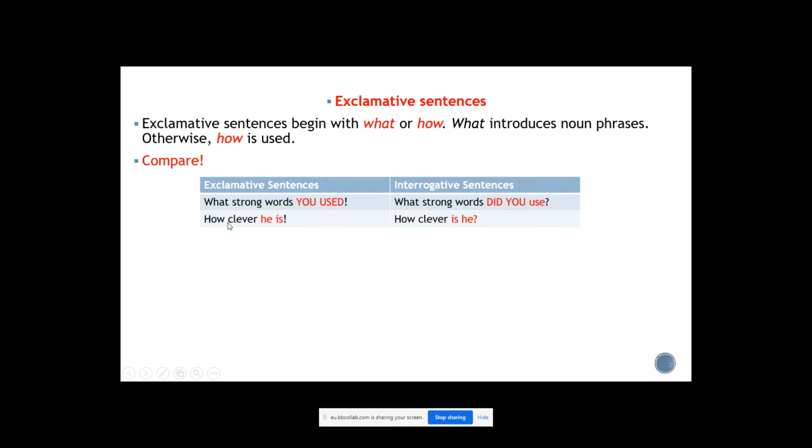Look at here, for example, how clever he is. يا له من ذكي ما أذكاه. Okay, so here we have the same word order as declaratives. We have subject, and then we have verb, and we have an exclamation mark. While if it is an interrogative sentence, we say how clever is he. Okay, ما مدى ذكاؤه, كم يبلغ ذكاؤه. Clear? So we have a big difference in structure between interrogative sentences and exclamative sentences.